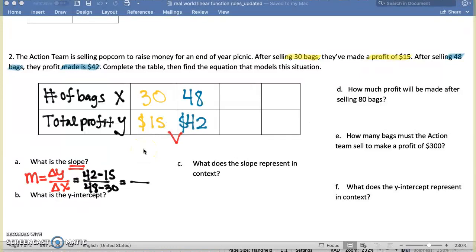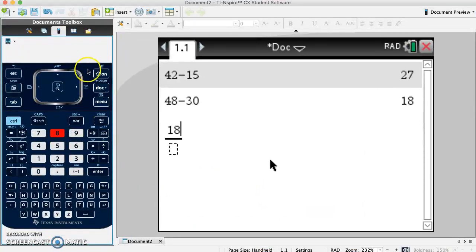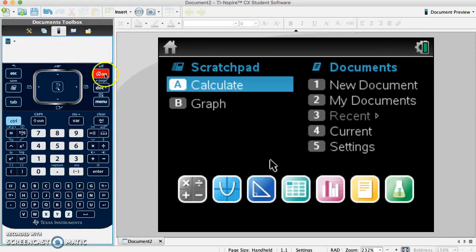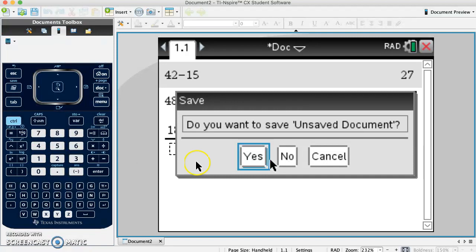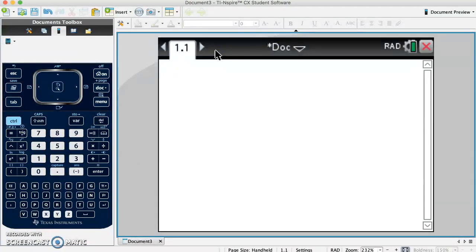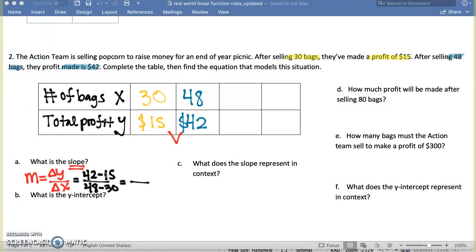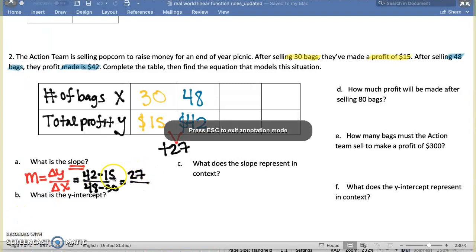So if we go to our calculator, first make sure everything is cleared out. So home, new document, no, I don't want to save it, and then add a calculator. We want to find the change in y. That was the second number, 42, minus the first number, 15, and we get 27. So this is plus 27. And this will also be 27 over here in my numerator.